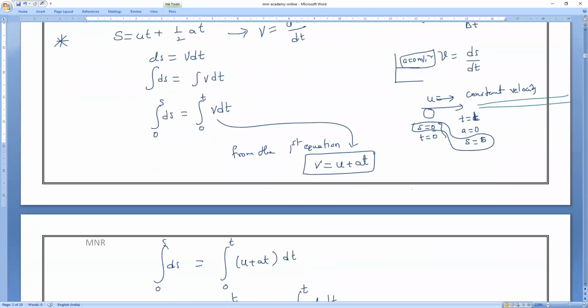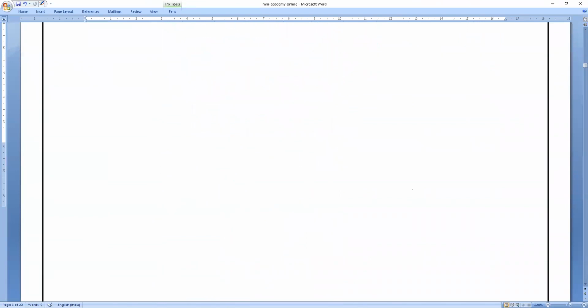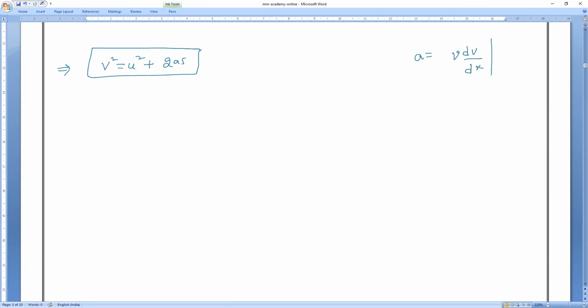Next, the third equation. If you want to solve the third equation, keep in mind that you need to know the second formula of acceleration. What is the second formula of acceleration, everybody? Acceleration is dv by dx into v. We all know dv by dt, so we multiply with dx by dx and write this.